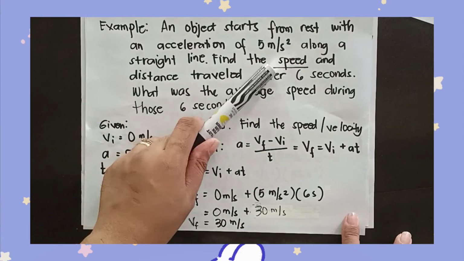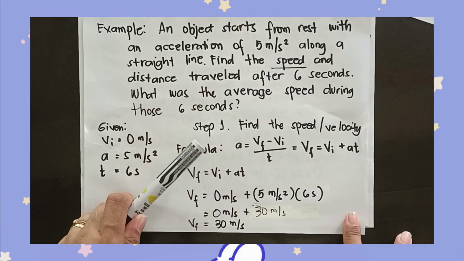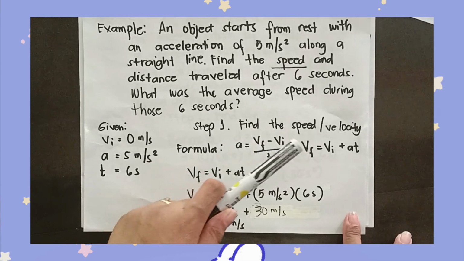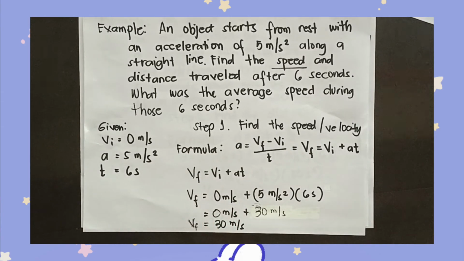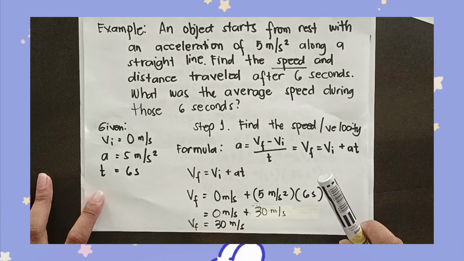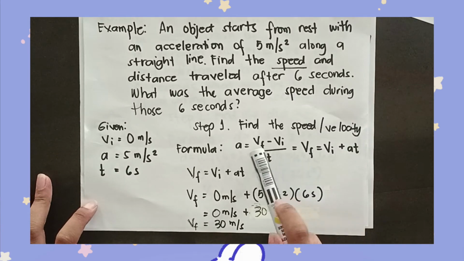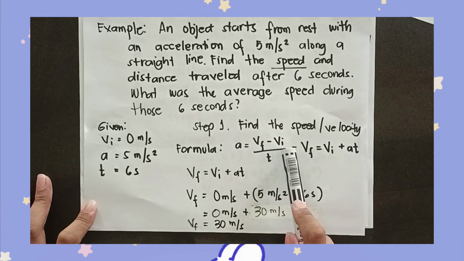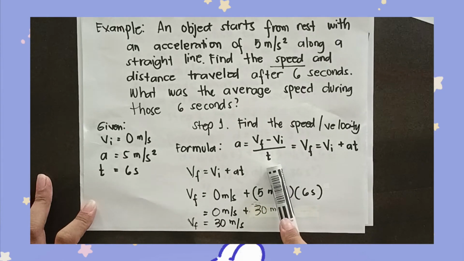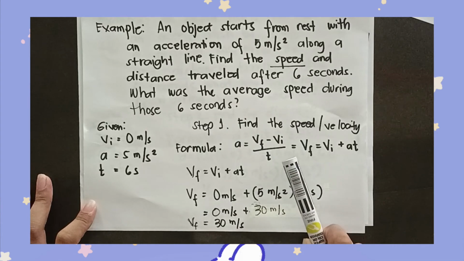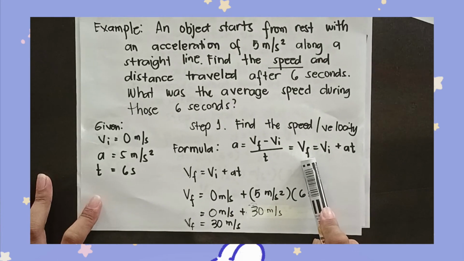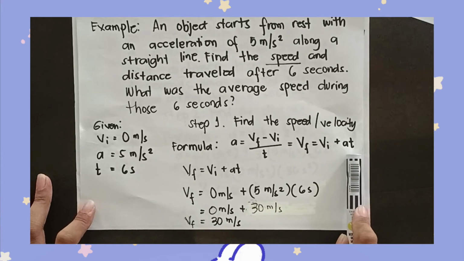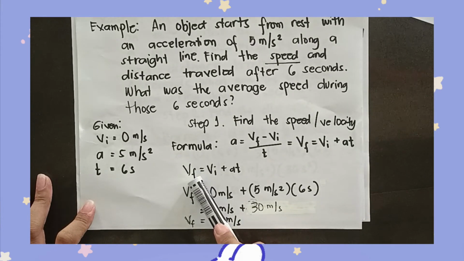Step number 1, dahil ang unang hinahanap ay speed, gagamitin natin ang formula for speed. Okay? So, para makuha natin yung speed na yan, yung final speed na hinahanap natin, we have to use this formula. A is equal to VF minus VI divided by T. So, pagka transpose natin yan, magagamit natin si VF is equal to VI plus acceleration times time. So, si VF po ang hinahanap natin.